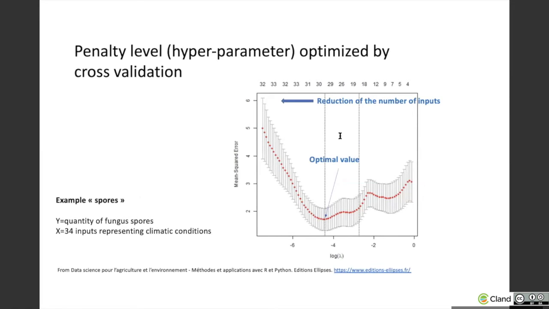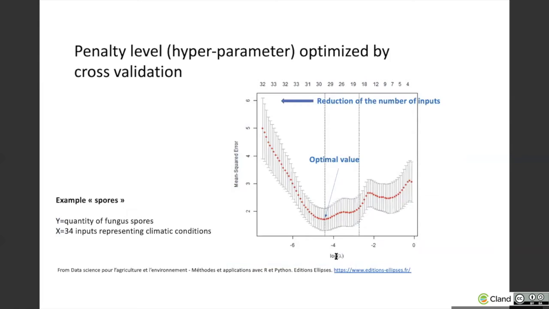So here I give an example. It's an example where the objective is to predict the quantity of fungus spores in the air as a function of climatic conditions. Here you have 34 inputs representing climatic conditions, and you have the lambda penalty term here. And here you see the mean square error optimized by cross-validation for linear regression relating the quantity of spores to the 34 inputs as a function of different values of lambda.